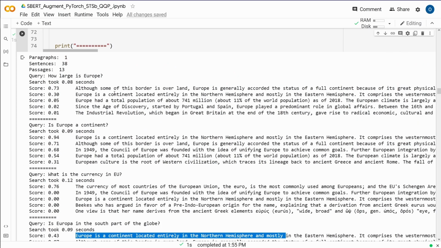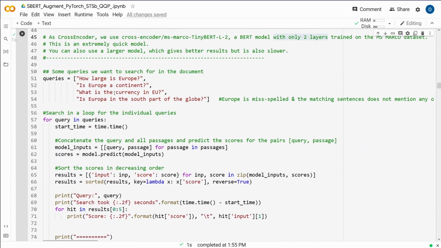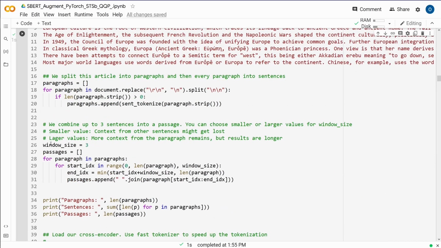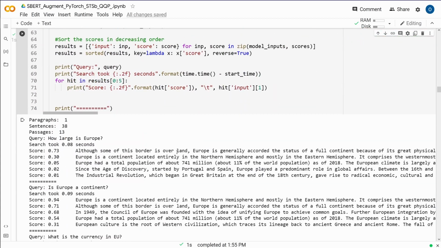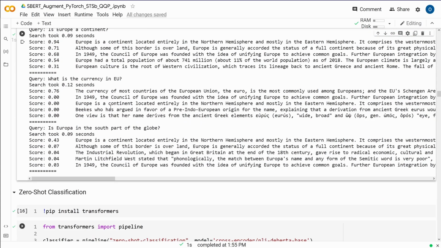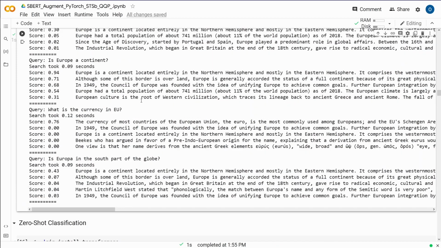And the answer sequence, as I showed you, you can easily define. Where are we? Here, defining the window size. And we combined up to 3 sentences in our window in a passage, and you can see smaller and larger passages. So, beautiful. You see, we used here as a question and answer system, our cross-encoder.